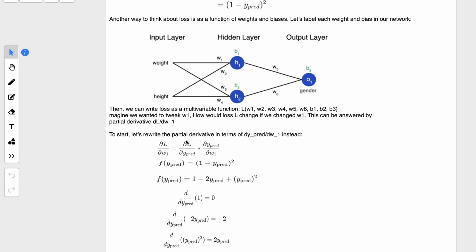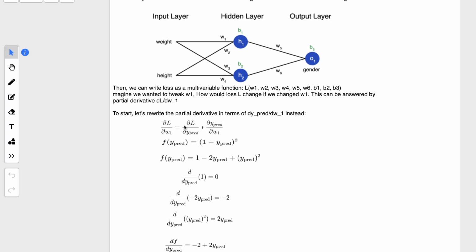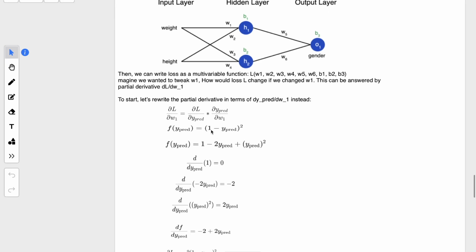Our loss is not directly depending on W1, right? It's depending on ypred. Then ypred, if you look into the formula of y prediction, it's like W5 and W6 into the outputs of these two hidden neurons plus bias, then the activation function, right? And again, ypred is also not directly depending on W1. It depends on H1, and H1 is directly depending on W1. So first we will calculate dL by dypred, then we will calculate dypred by dW1.